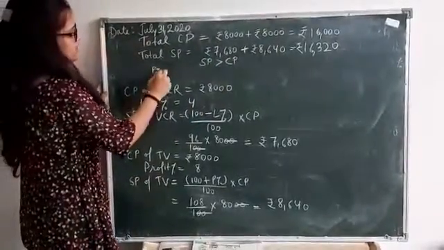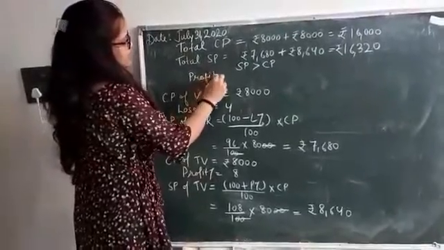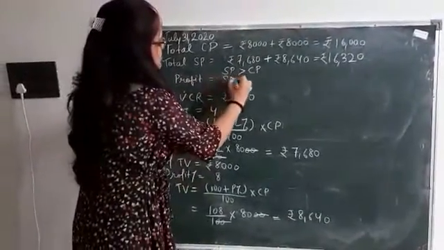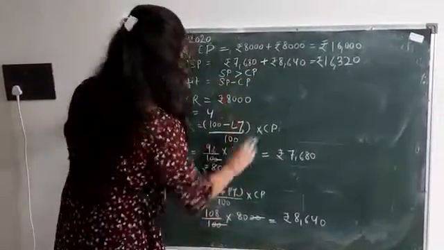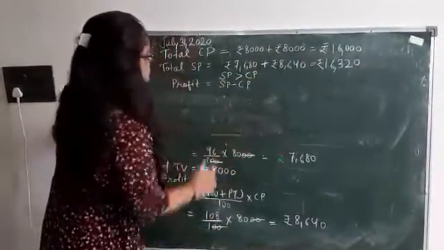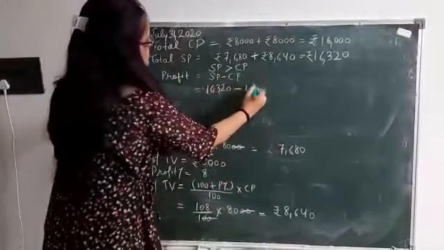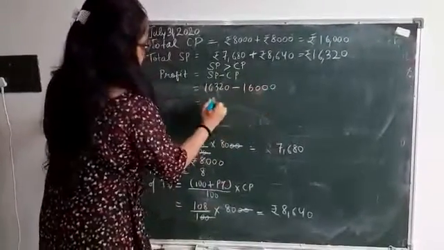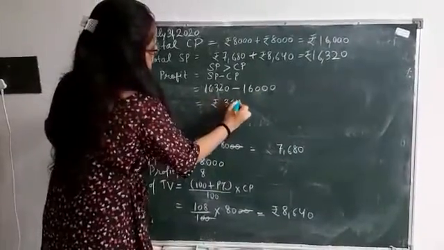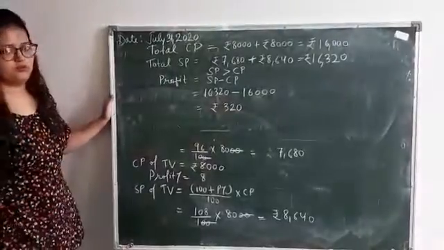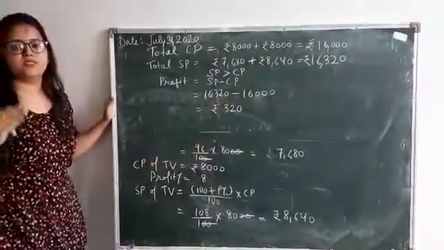That means this is a case of profit. When selling price is greater, then it is case of profit. So SP minus CP will be the formula. SP is 16,320, CP is 16,000, and the subtraction will be equals to, the difference is equals to 320. This 320 is the profit, but we need to find out profit percent also.